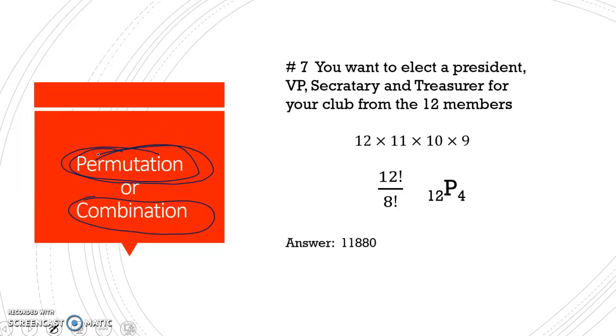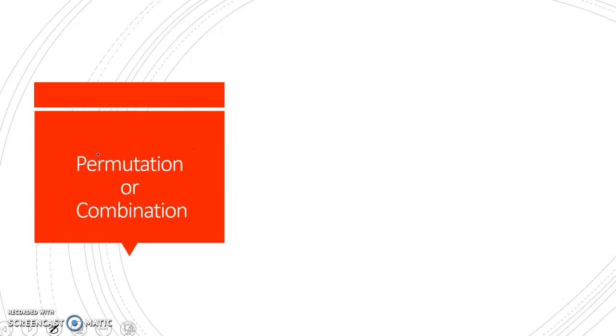So this is going to be a permutation, which means we can do it one of 3 ways. I can either go 12 times 11 times 10 times 9, or I can take 12 factorial divided by 8 factorial, or I can simply take a permutation of 12 picking 4, which is 11,880 different president, vice president, secretary, and treasurer combinations. Let's take a look at another example.